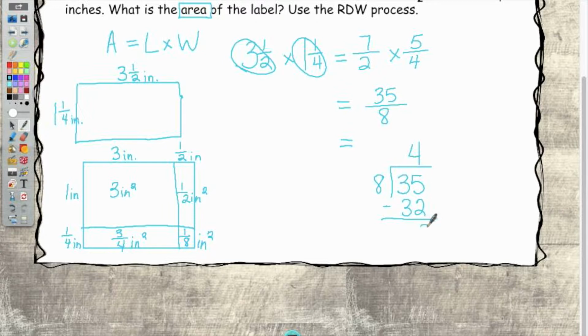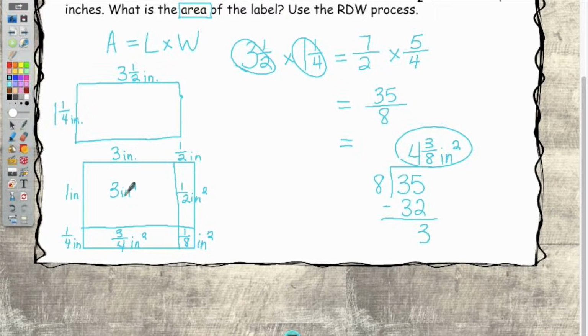35 minus 32 is 3. Now I have a mixed number for my answer. Do you remember how I said you can take the... What did I do wrong? So I can just take the remainder and put it on top of the divisor, right? Okay, Cheney, what's my answer then? 4 and 3/8. And that's inches squared.